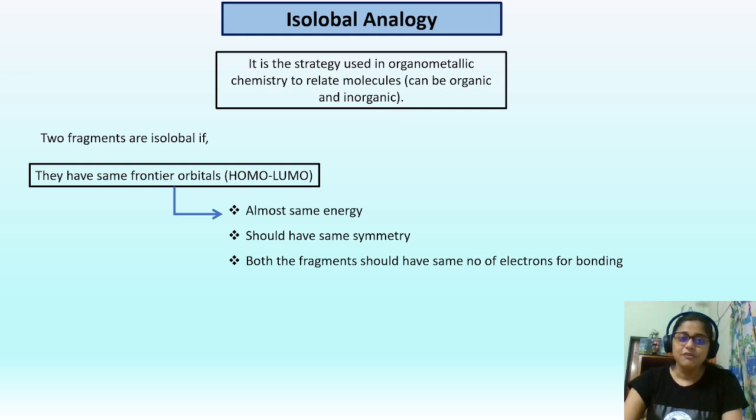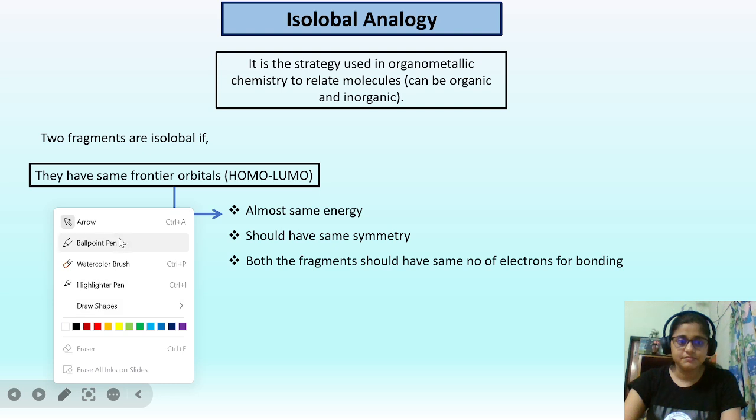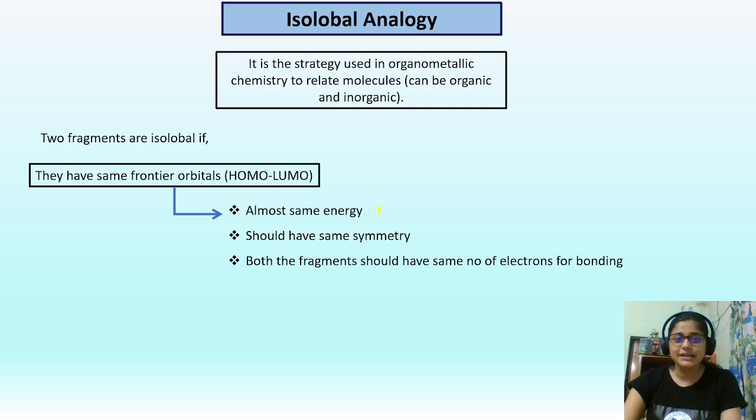Because when we mention the first and second points, the two molecules should have almost the same energy. But seeing a formula, how can we define that they have the same energy, right? That is difficult, just like finding the HOMO and LUMO. And they should have the same symmetry, so we have to know their geometry, how they are arranged in space. That is also difficult. But this point is actually helpful.